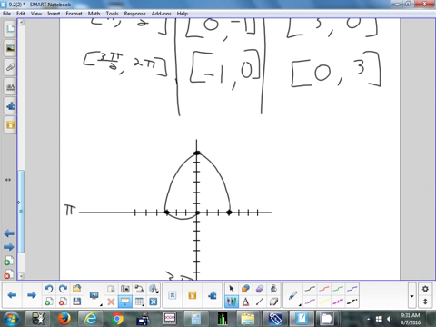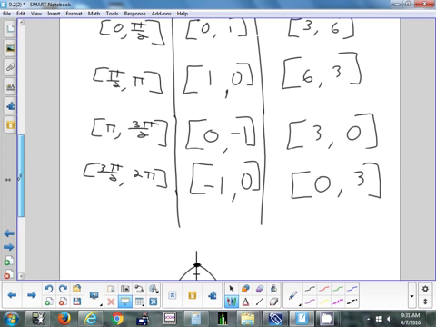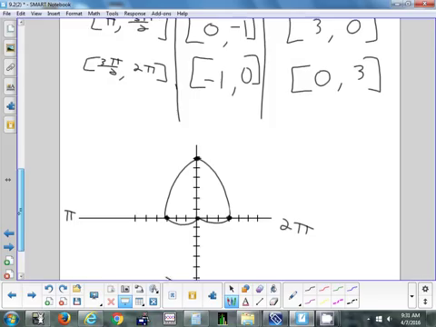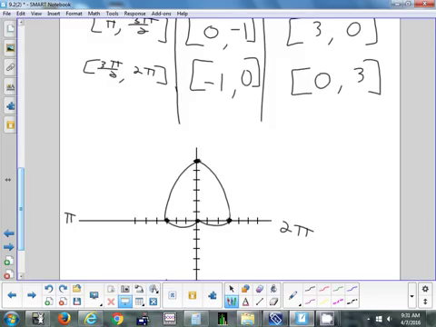And then what's happening to my radius as I go from 3 pi over 2 back to 2 pi? Increasing from 0 to 3. So that's the shape we get. You start at 3, it goes to 6, and then 3, 0, 3. It's not a crossover. And does that look like anything? A heart. Yeah, it's supposed to look like a heart.